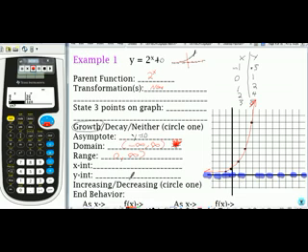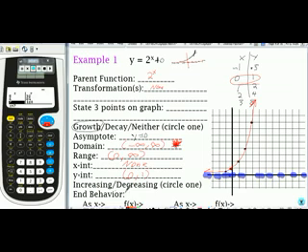Can't touch infinity, so that's a soft parenthesis, and I can't touch an asymptote, so that's a soft parenthesis. X-intercept: am I ever going to cross the x-axis? No, because that is my asymptote. So I should have no or none for my x-intercept. For my y-intercept, there it is, (0, 1). So I can put that in. (0, 1) is my y-intercept.